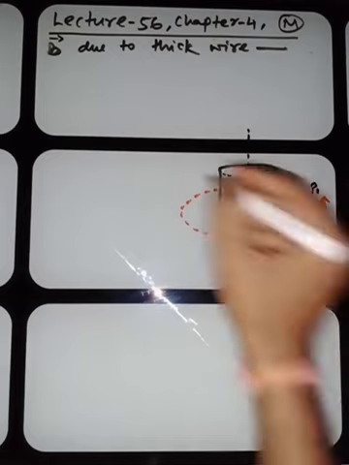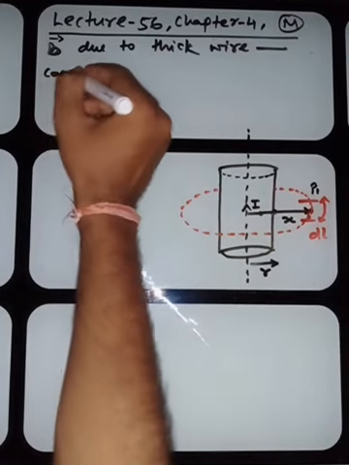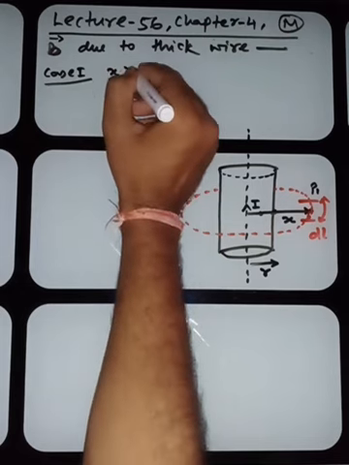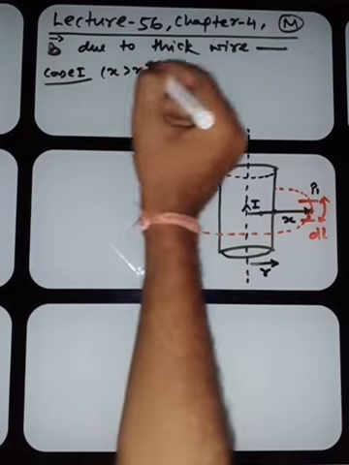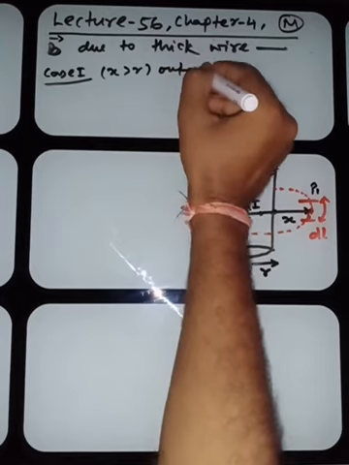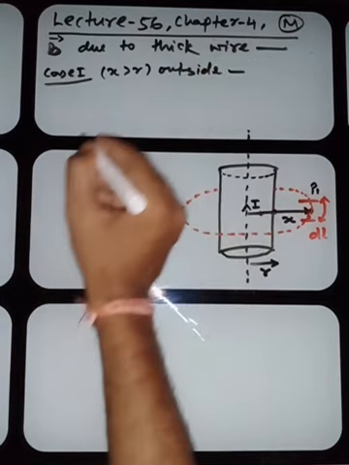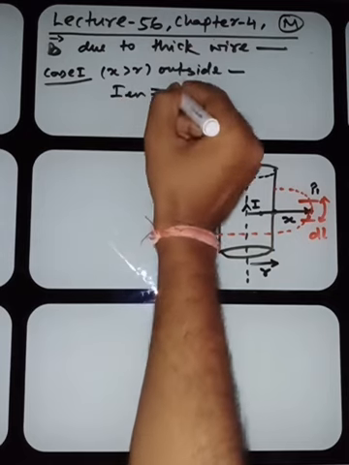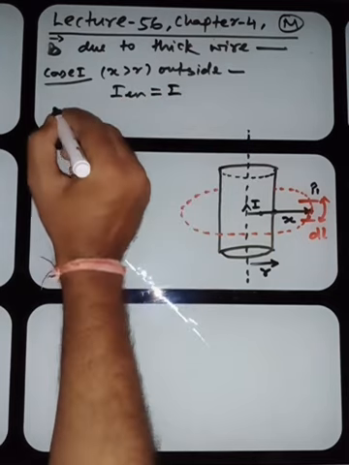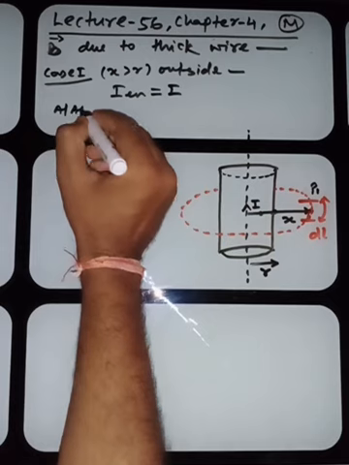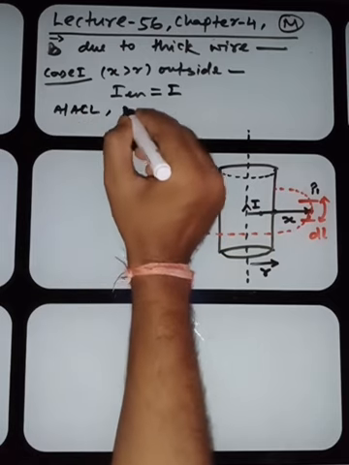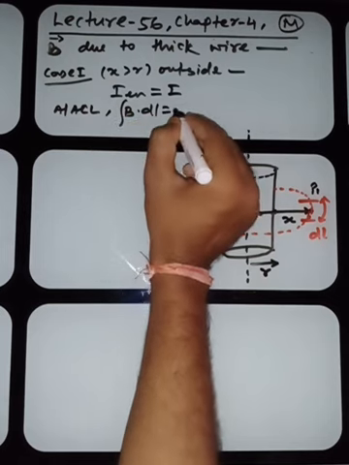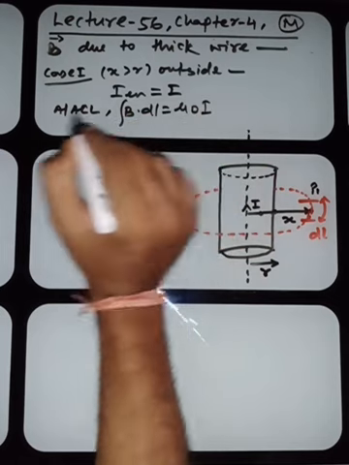Suppose this is the point P1, outside the conductor, case 1. We'll study all the cases. Case 1, x is greater than r, outside the conductor. All right, what will be the enclosed current? Here the I enclosed is I only. Applying Ampere's Circuital Law, what can we write? B dot dl is equal to mu naught times the enclosed current, which is I only.